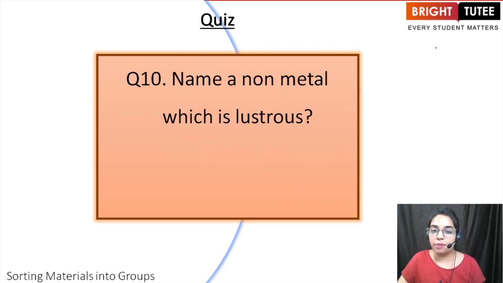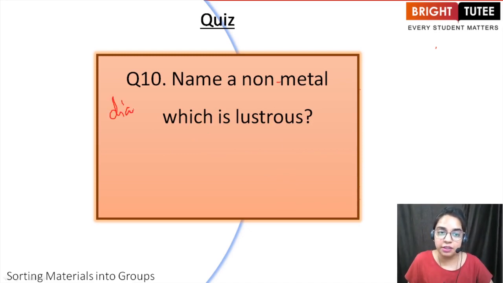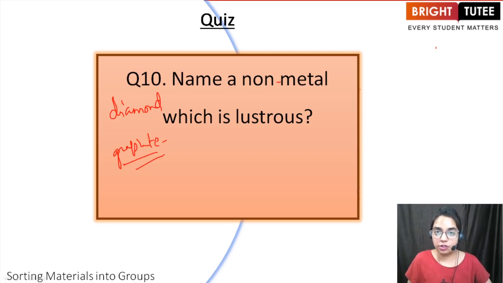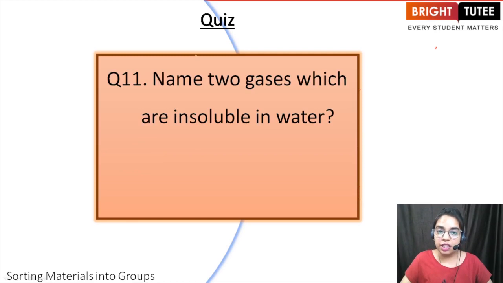Name a non-metal which is lustrous. So children, you know some of the non-metals which are lustrous. You can write the example of diamond, you can write the example of graphite. Both of these are non-metals, yet they possess the property of luster. Okay, so you can give these two examples. Next question is, name two gases which are insoluble in water. We know that children, hydrogen gas and nitrogen gas, these two gases are insoluble in water.